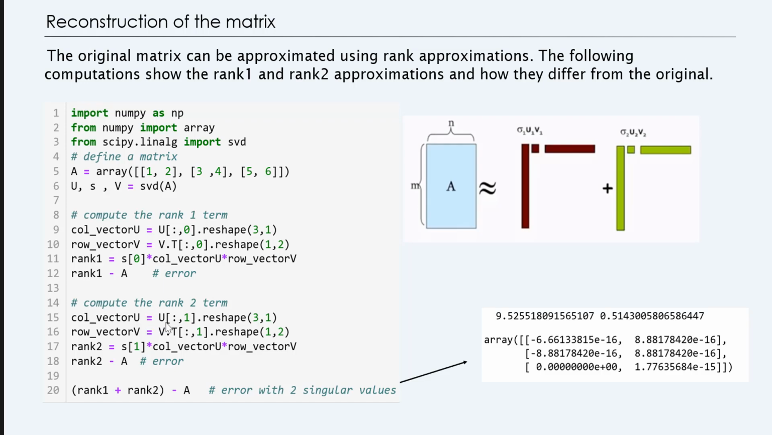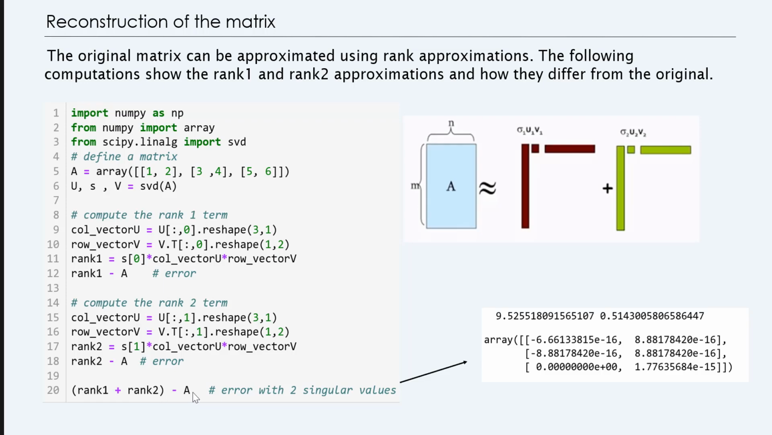If you compute the rank 2 term, you go through the same thing. The second column of U, second column of V, reshape them and then form the rank 2 term. If you take the rank 2 minus A, it gives you the rank 2 error. But typically what we do is combine the rank 1 and rank 2, which will give you less error than the rank 1 error or rank 2 error. So that is the error with 2 singular values. If you keep finding several ranks, rank 3, rank 4, and so on, and add them all up, it's actually the original matrix. As you add more rank components, the error goes down.